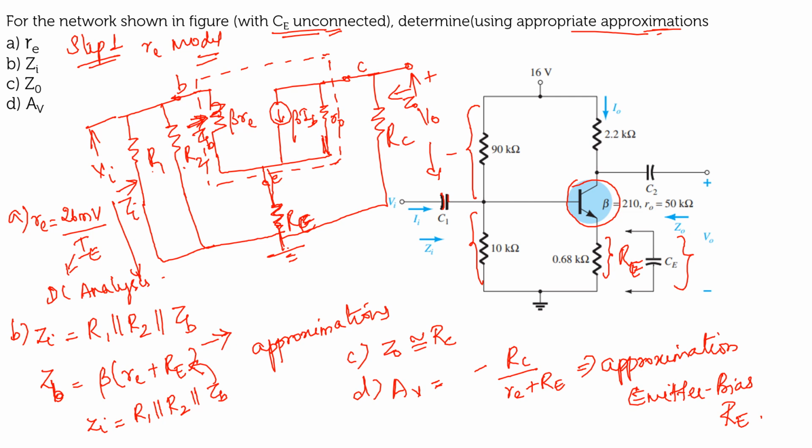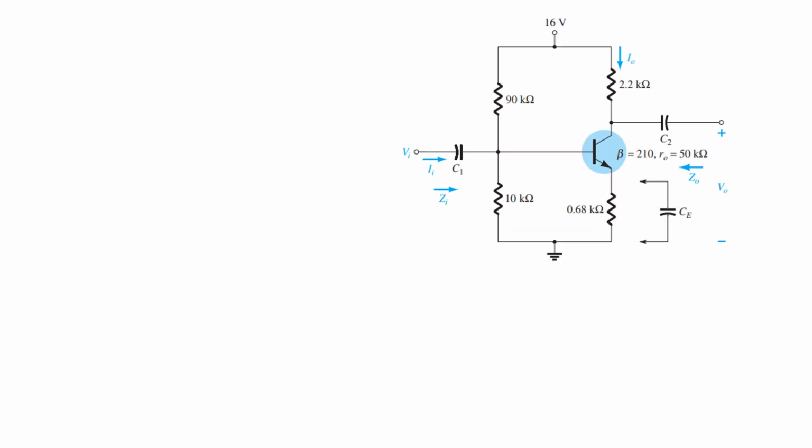So now let's do the problem one by one, as per the question. Let's move on to the first part. You have to find out what your re is. re is equal to 26 millivolt divided by IE. If you want to find IE, you have to go for your DC analysis. When you go for the DC analysis, you can go with the approximate analysis.